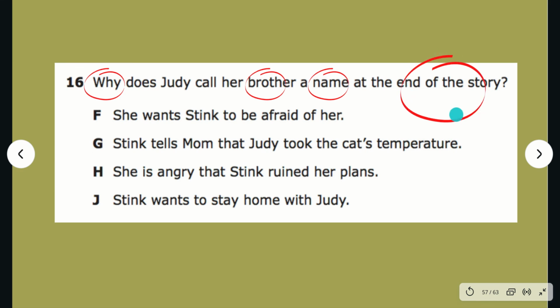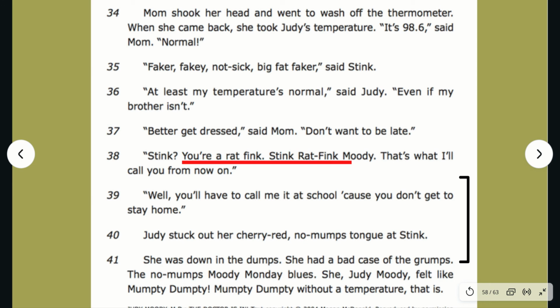This gives me a big hint as to where we can look in step 3 when we try to find our keywords. Now that we found our keywords in step 2 and we got a big hint about where we can look in our text, let's move on to step 3 and try to find our keywords. I'm going to pause on the screen for a few seconds. I've already found the name that she calls him. What is the name that she calls Stink?